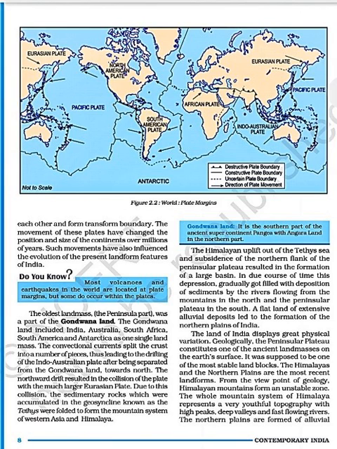After that, due to this collision, the sedimentary rocks which were accumulated in the geosyncline known as Tethys were folded to form Himalayas. Geosyncline is nothing but a large scale depression in the earth's crust containing very large and very thick deposits. Here the geosyncline is referred to as Tethys. So this was how our Himalayas were formed.